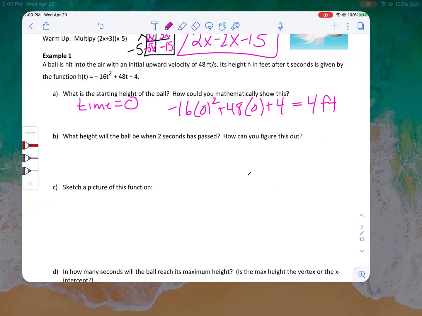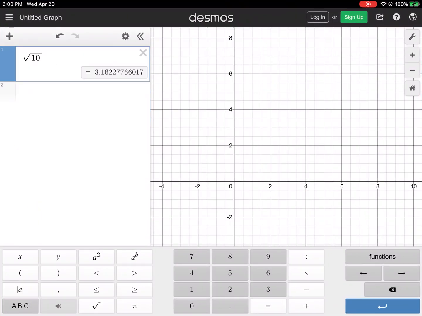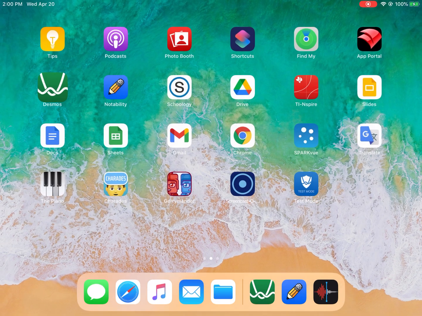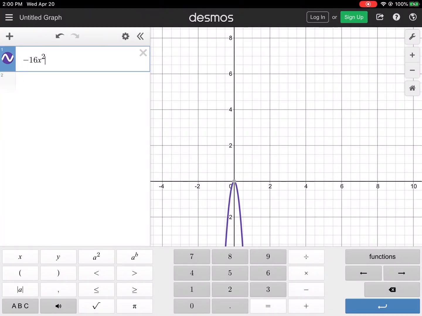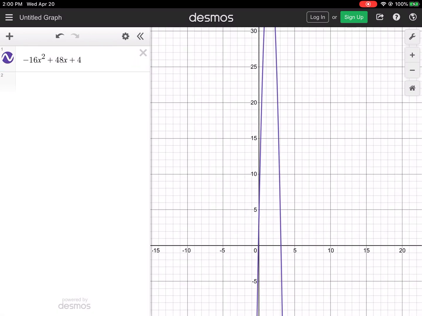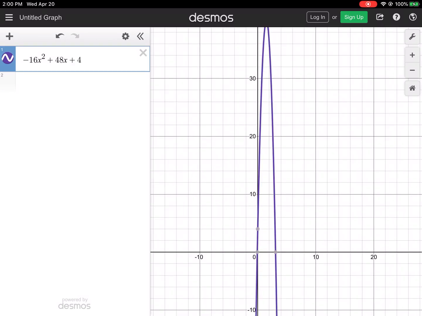If we look at Desmos and graph this, negative 16x squared plus 48x plus 4, again, it comes up here. We see our parabola here, and it comes up as our y-intercept.